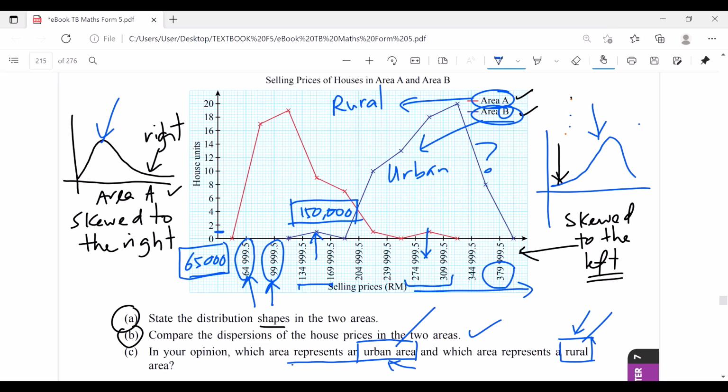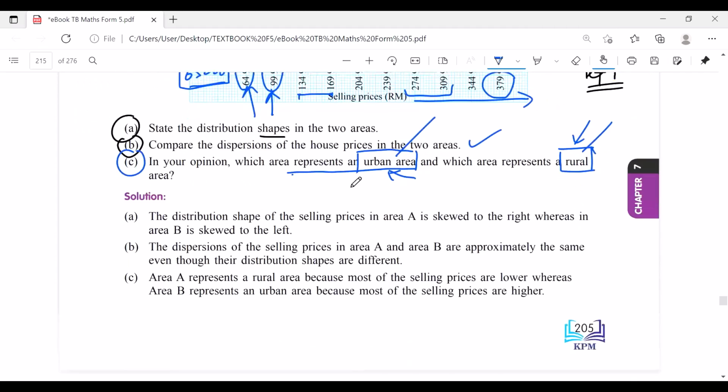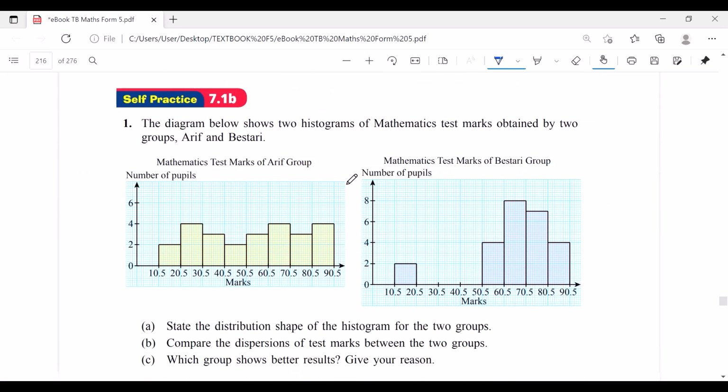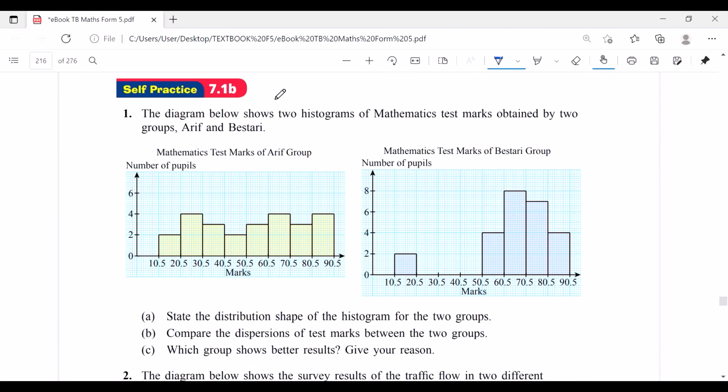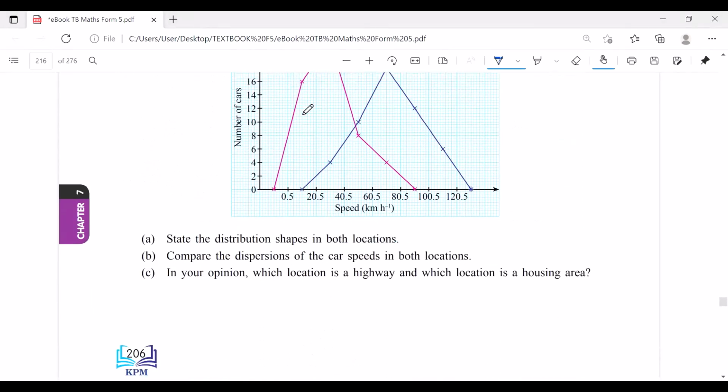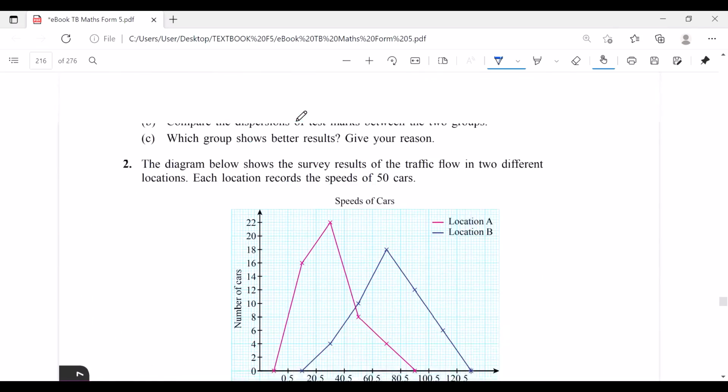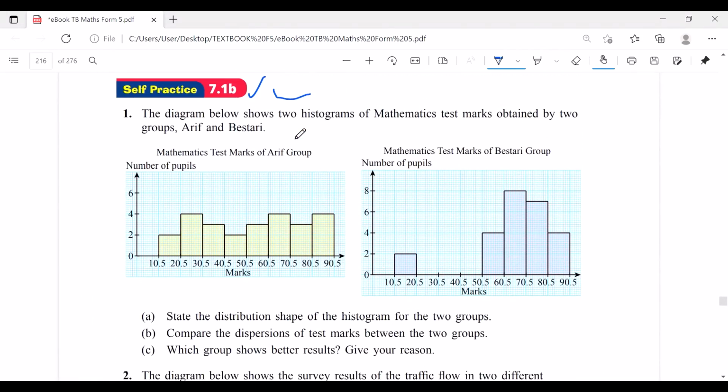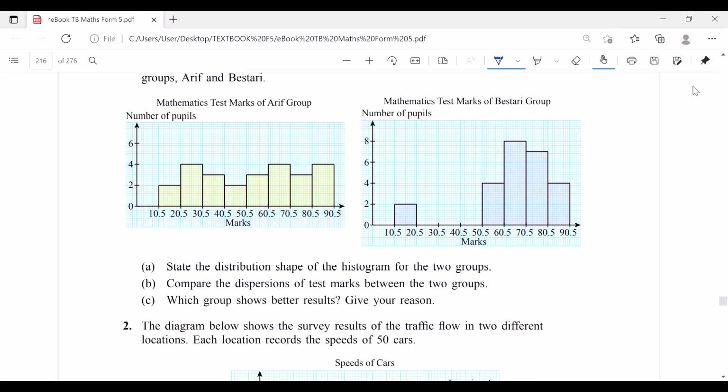So that's how you compare and describe your histogram and your frequency polygon. With that, you can answer this one. 7.1b, you have how many questions? Only two questions, so you can do it.